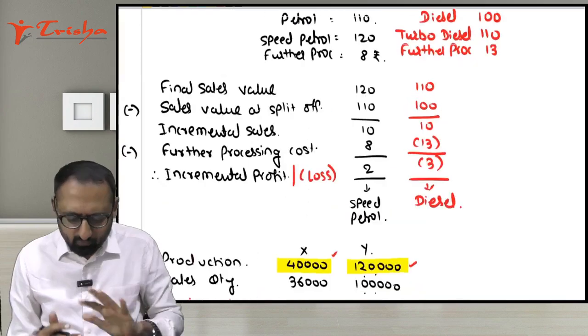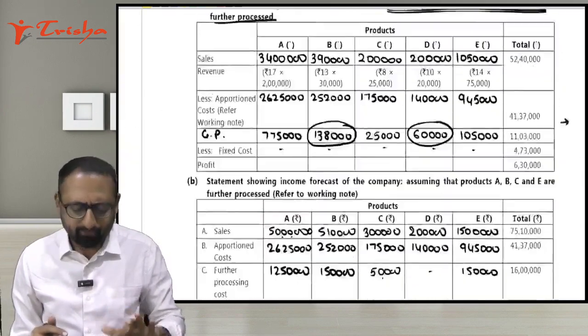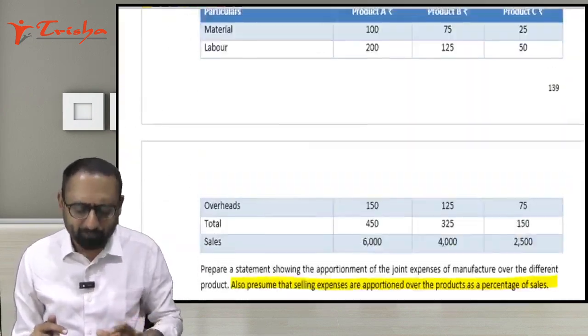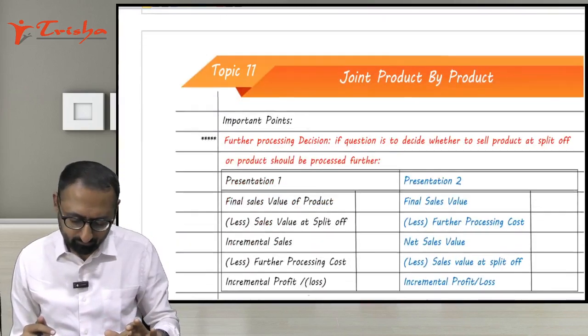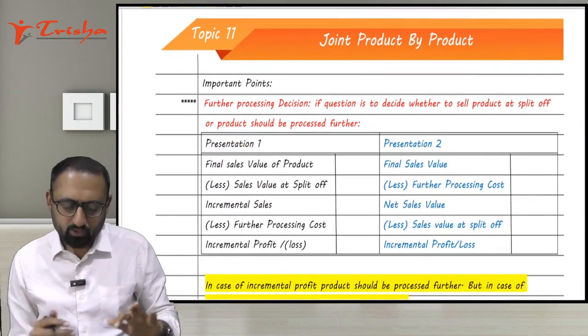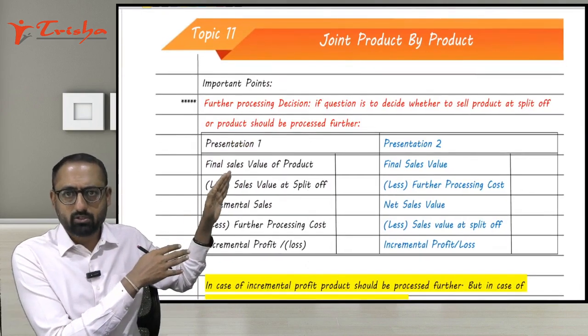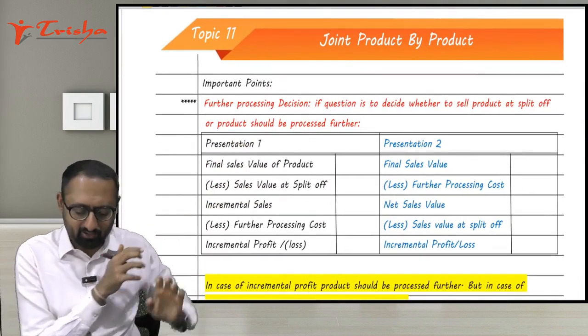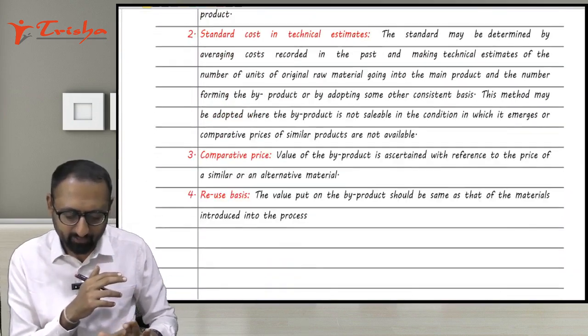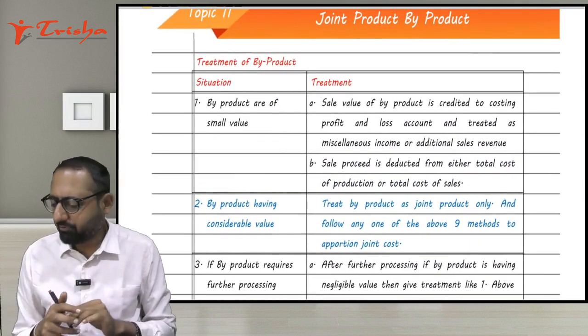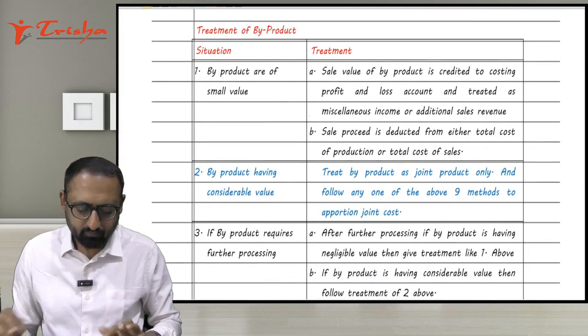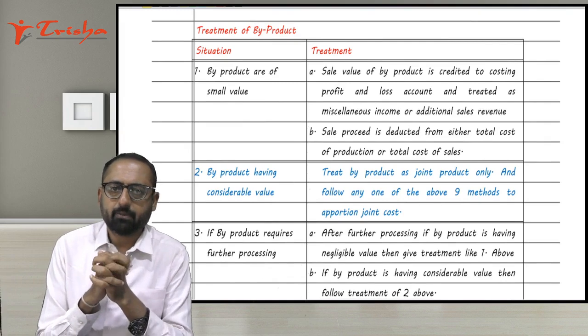So these are the important points which we have discussed. The last part remaining of this topic is the treatment of byproducts. Whether to further process or not, I have given here also; you can refer to the incremental profit or loss. Now, the treatment of the byproduct.